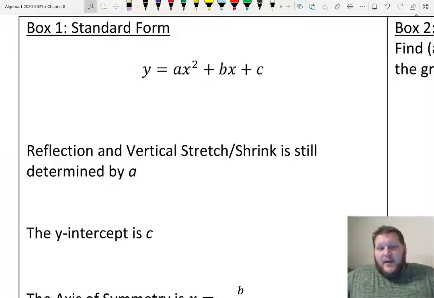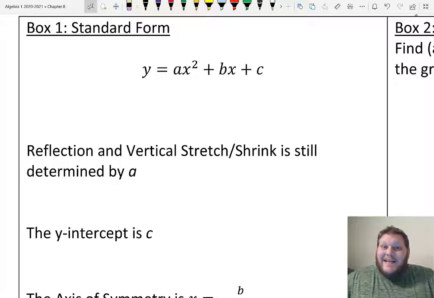Now my a value in this case is my leading coefficient. That still tells me how I adjust that 1-3-5 shortcut like we did in 8.2, the previous section. It's still going to tell us whether it's a reflection, whether it's positive or negative, and whether there's a stretch or a shrink. But again, once we know where my vertex happens, we're just going to multiply my a value times 1-3-5 to give me that shortcut for how we graph them.